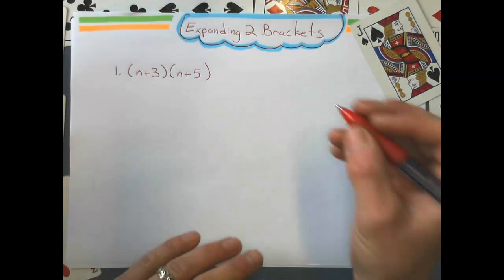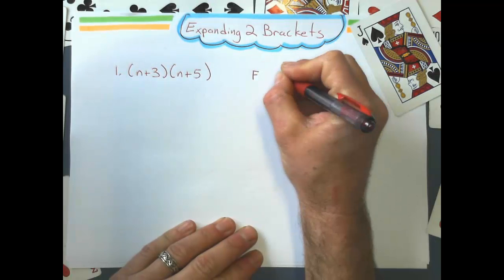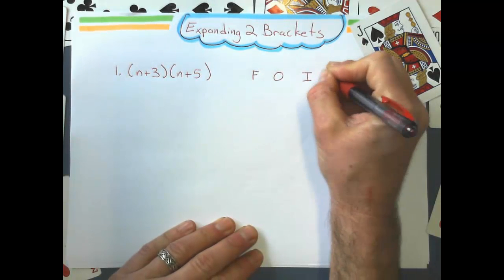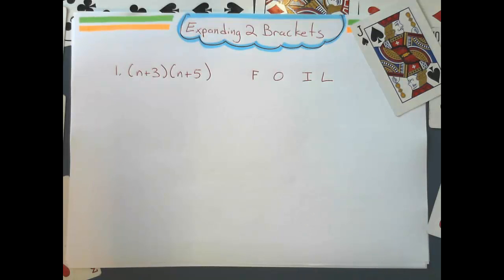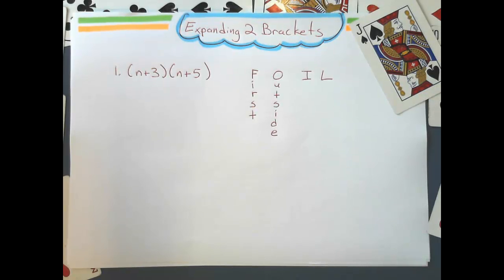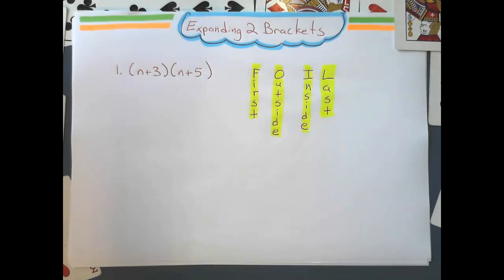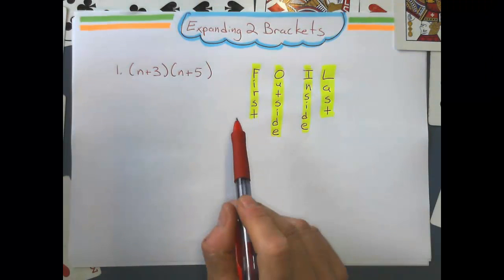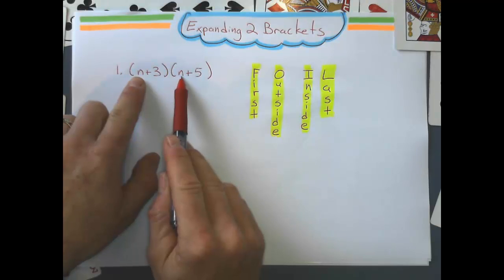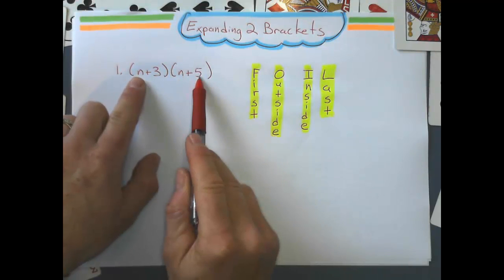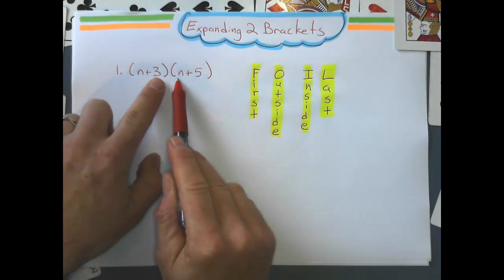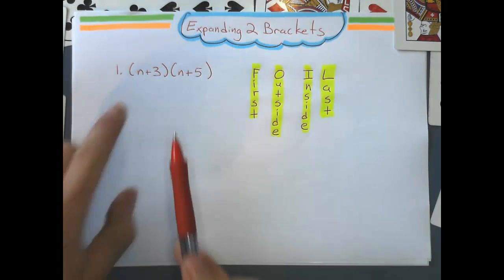It's used all the time. FOIL is F-O-I-L. The F stands for first, the O stands for outside, the I stands for inside, and L stands for last. It's pretty appropriate leaving L for last. What this means is I'm going to multiply the first two terms, and then the outside terms, and then the inside terms, and then the last terms.